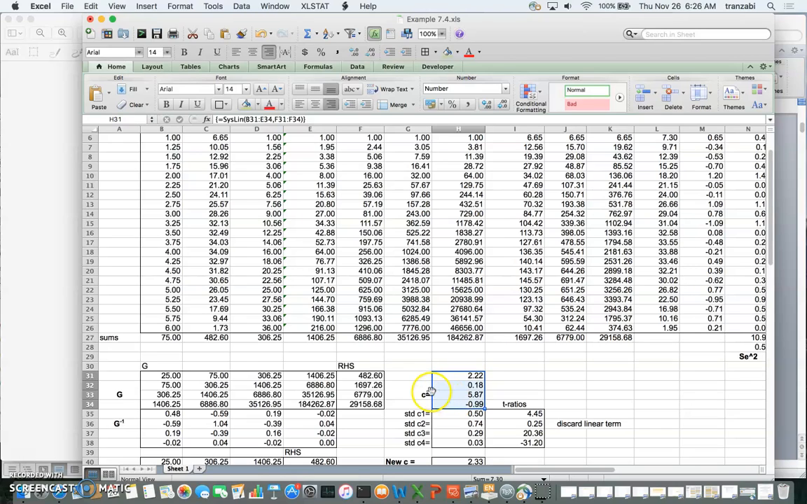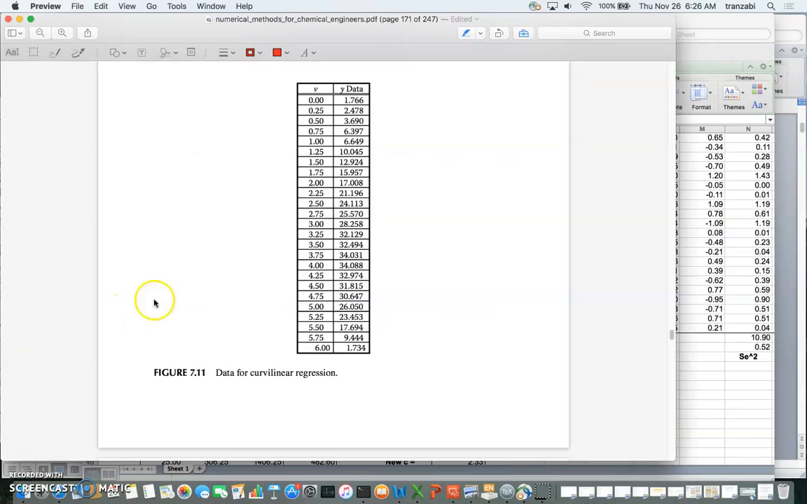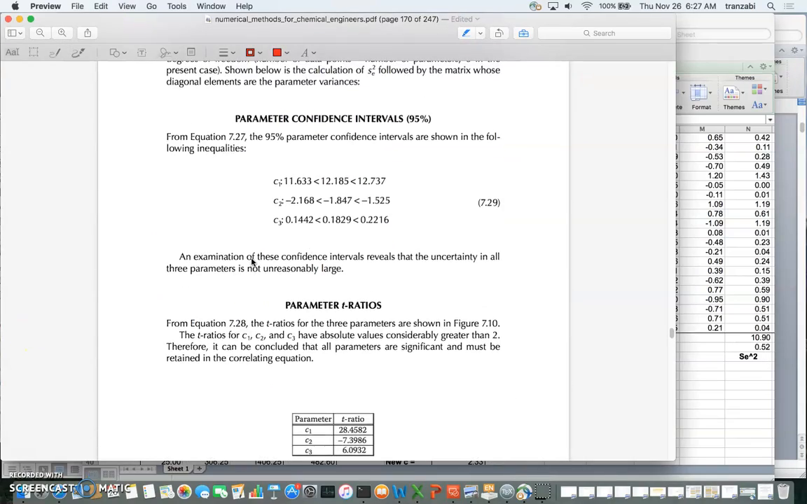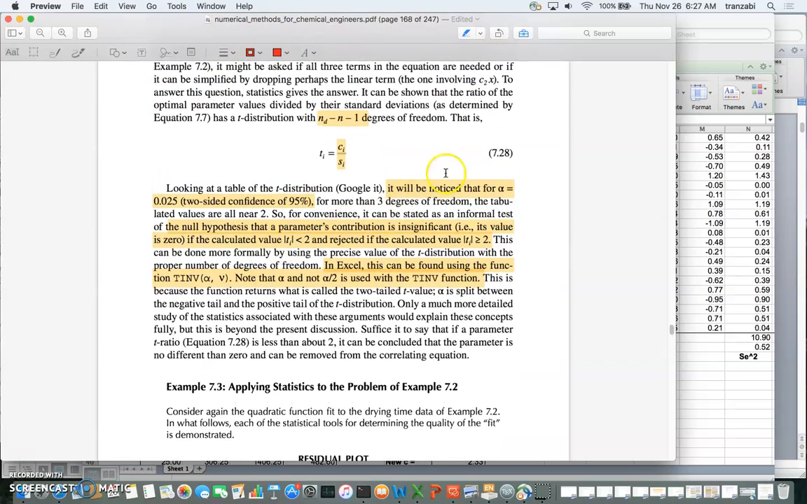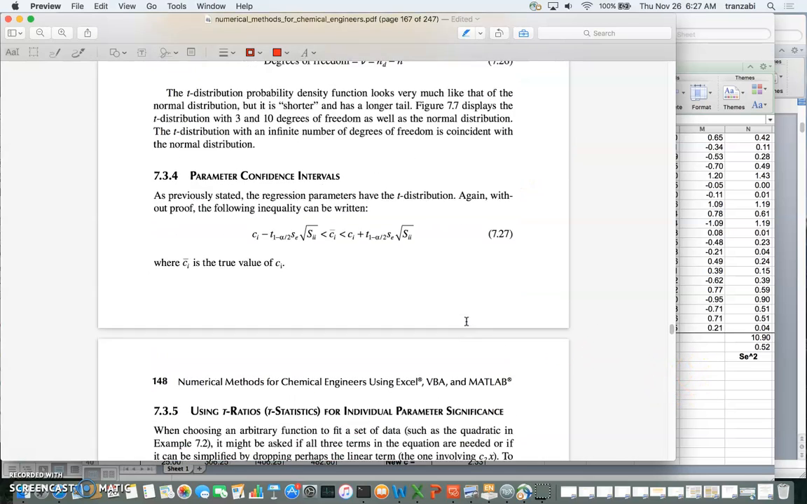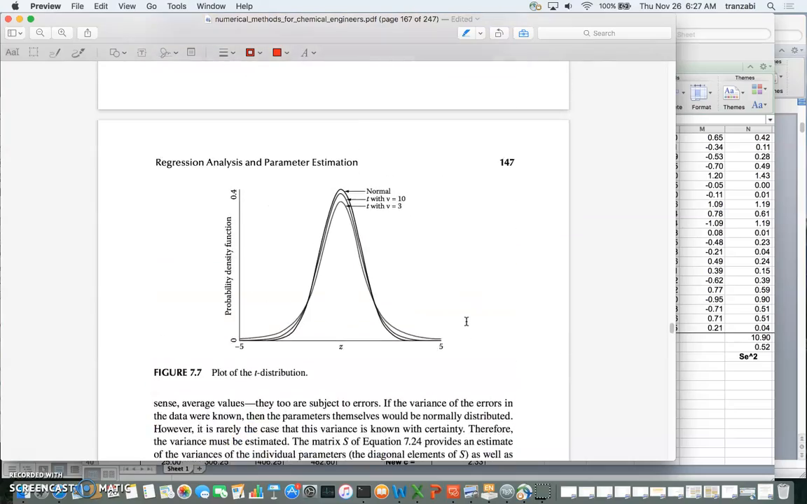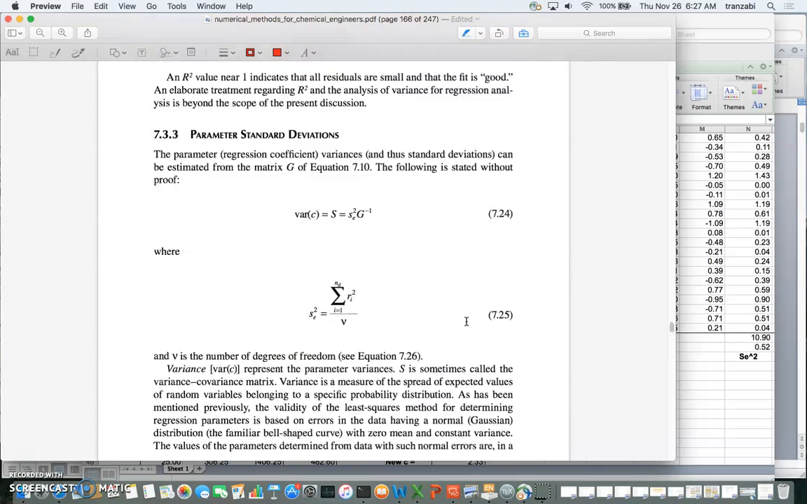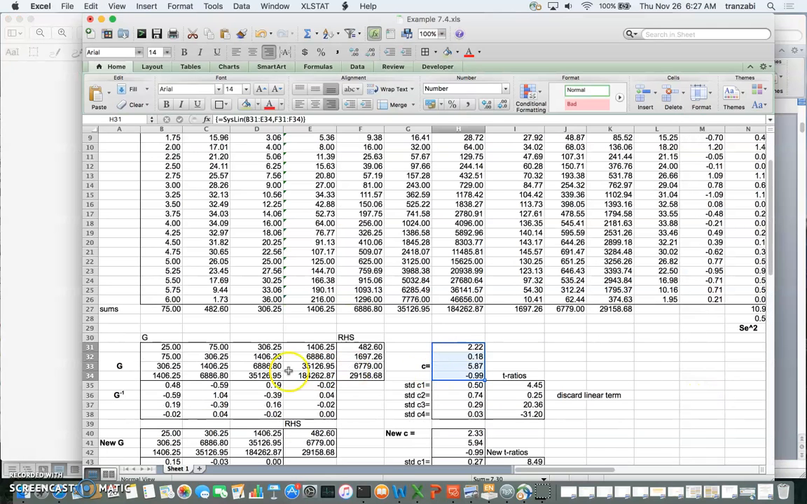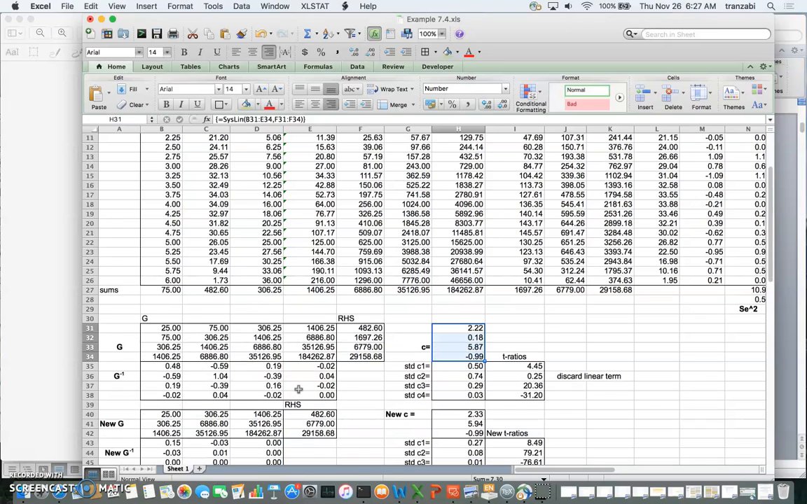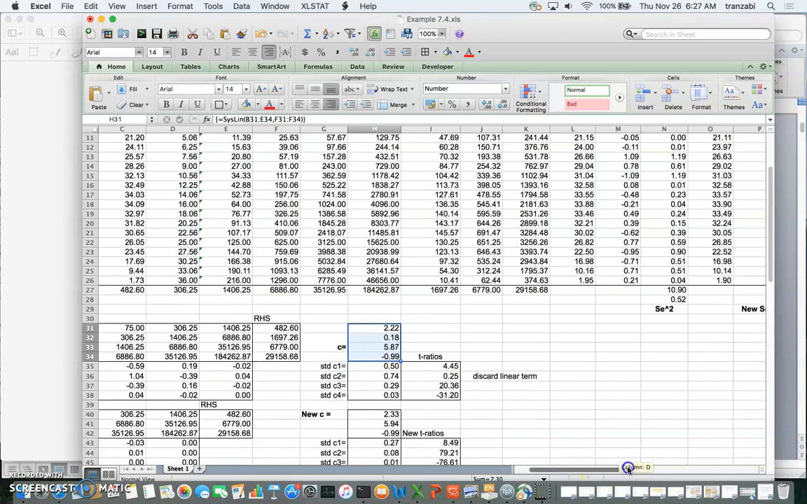Okay, so we have to calculate the t-ratio. If you remember, t-ratio is the coefficient divided by the standard deviation of every parameter, and that's exactly equation 7.28. So we have to calculate the standard deviation. To calculate the standard deviation, we have to calculate S sub E and the inverse of G, right? So here's the inverse of G. I have it already. Then we have to calculate S sub E.